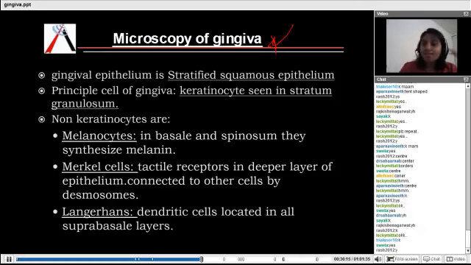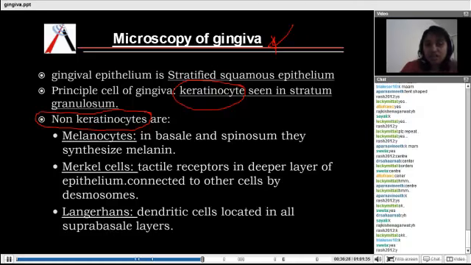So what do we have in non-keratinocytes? We have the melanocytes, the Merkel cells, and the Langerhans cells. Are you all with me? Melanocytes are present in the basal and the spinosum layer and synthesize melanin. Before we talk about which layer these cells are present in, we should know the layers of the epithelium. So let me go to this diagram.